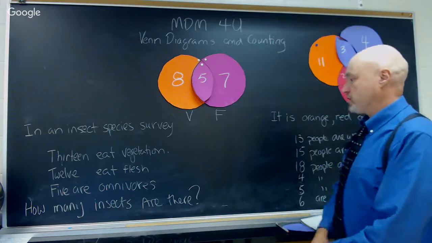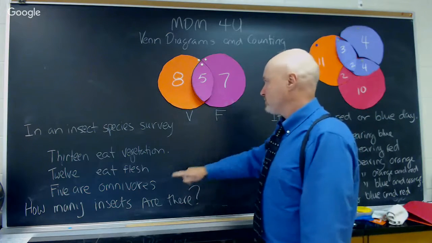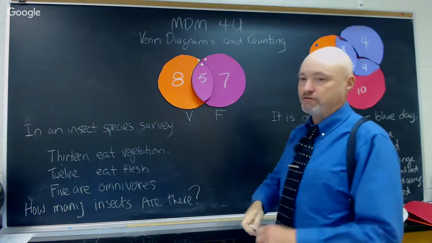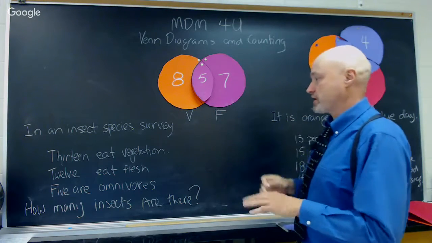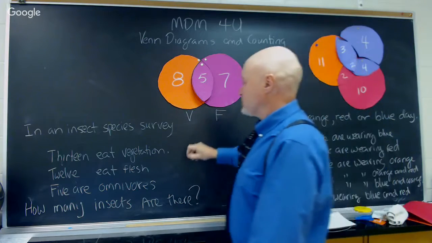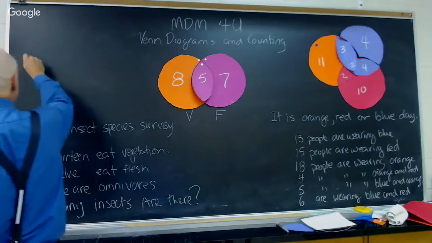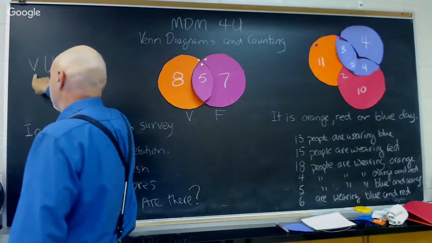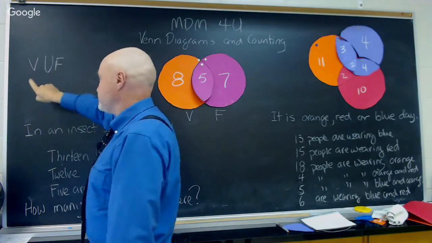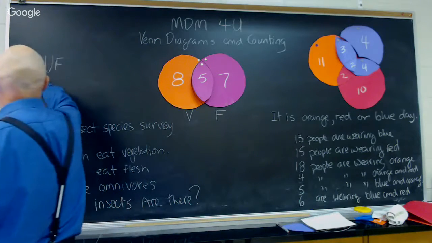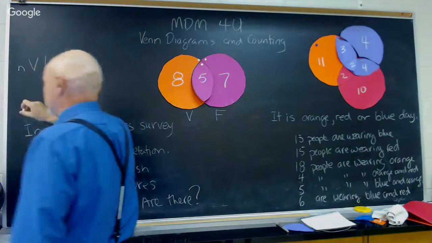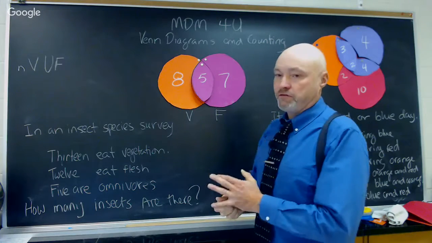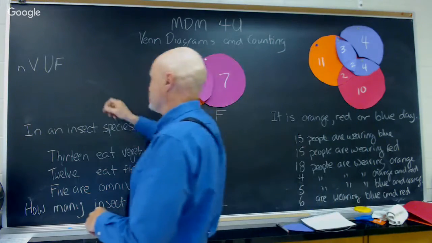Okay, so the trick here is that the omnivores are both in the vegetation-eating variety and in the flesh-eating variety, and so we have to be careful when we're counting. When we say how many insects are there, what we're saying is, what is the union of the set of vegetation-eating and flesh-eating insects? And if we're talking about a number, we might put an N there that says, what is the number of insects in both the vegetation and flesh-eating sections?